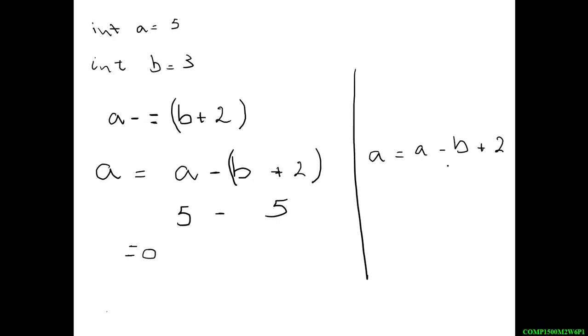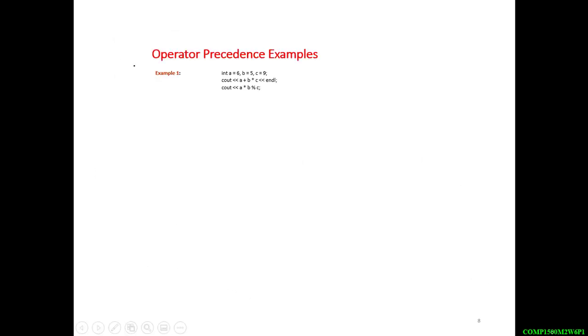So let's take, for example, first of all, integer a is equal to 6, integer b is equal to 5, c is equal to 9. cout a plus b multiplied by c. So in precedence, multiplication has higher priority. So first we multiply 5, which is b, by 9, which is 45. 45 plus 6 will equal 51. Then we output.